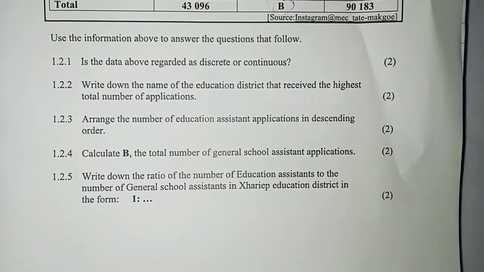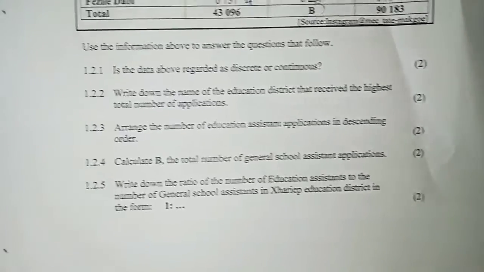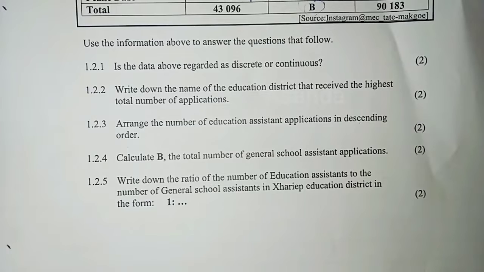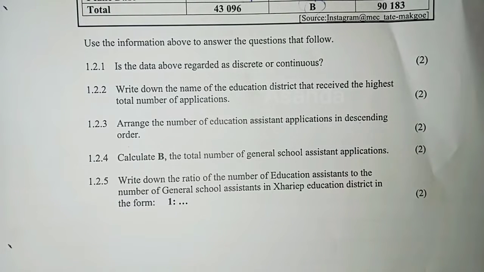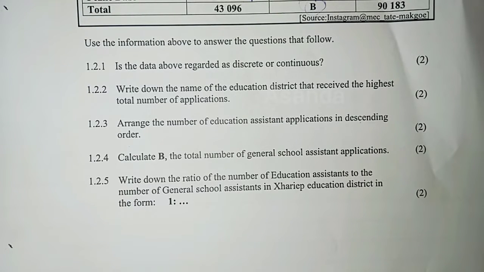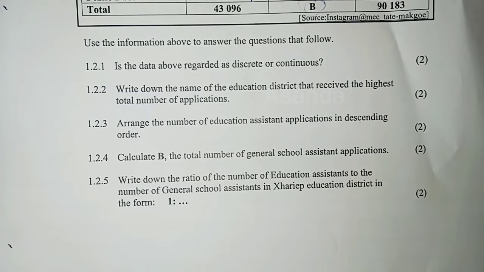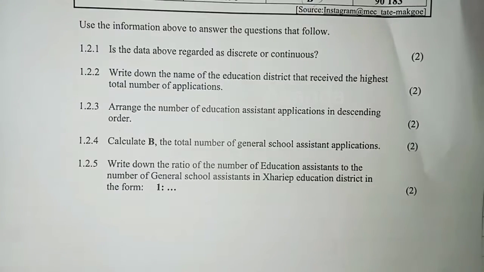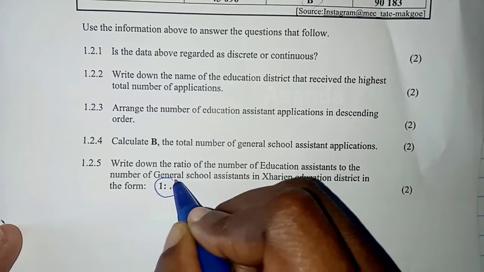write down the ratio. 1.2.5, write down the ratio of the number of education assistants to the number of general assistants in, I do not know how to pronounce the name, education district in the form 1:2. First, let's talk about this part here.